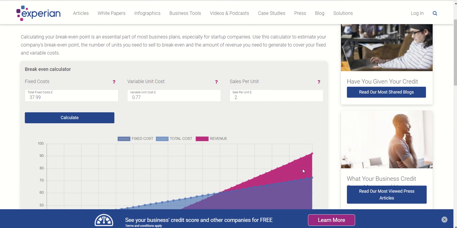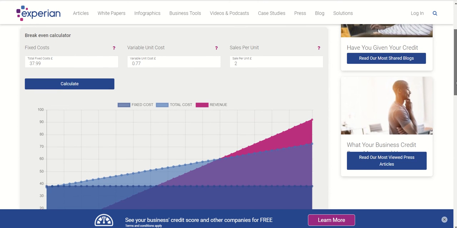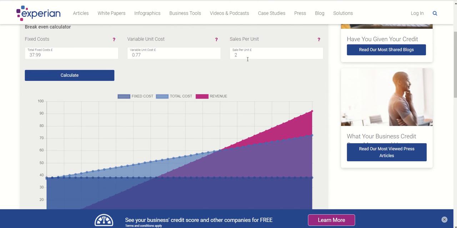Because remember, we need to be in this zone. We need to have gone past break even. We need to go past selling 31 in order to start making a profit. I think not. So let's look at another option.